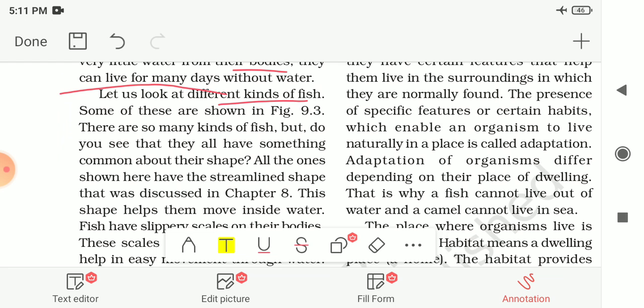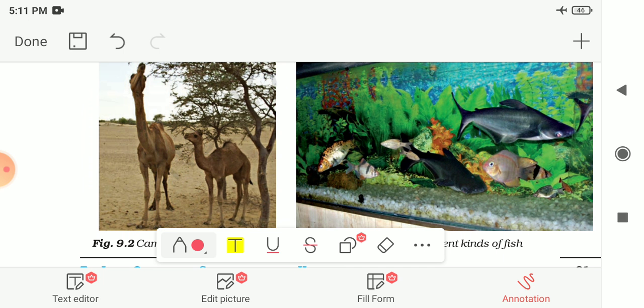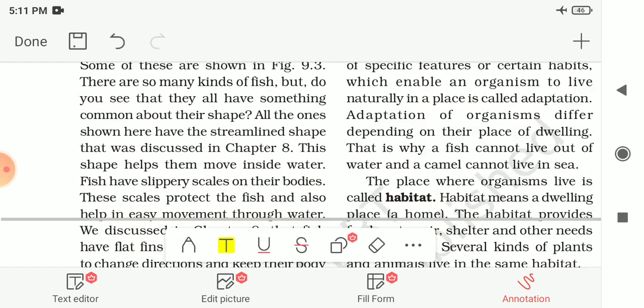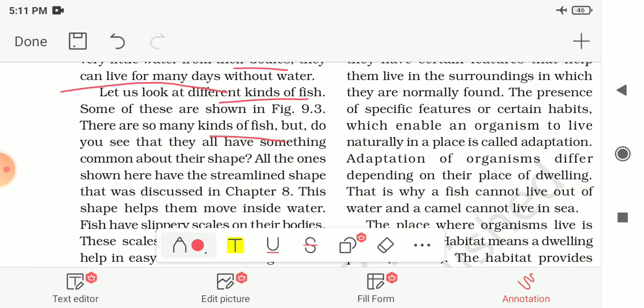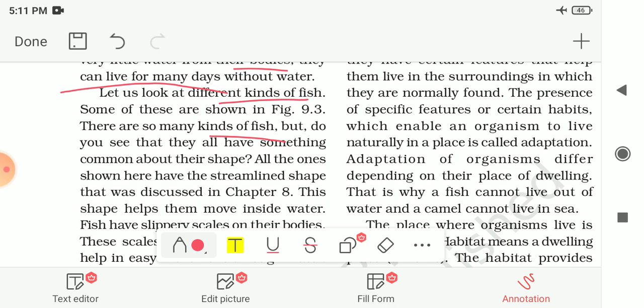Now let us look at the different kinds of fishes. Some of these are shown here in the next figure. Here in the first figure, the camel is shown to you in its surrounding, and here the different kinds of fishes are shown to you in this figure. So there are so many different kinds of fish, but do you see that they all have something common about their shape? If you had noticed, their shapes are almost the same. All the ones shown here have this streamline shape. Streamline shape means a shape like this. From the front side, it is like a cone shape, and as you move backward, it becomes wider. So this is known as the streamline shape.